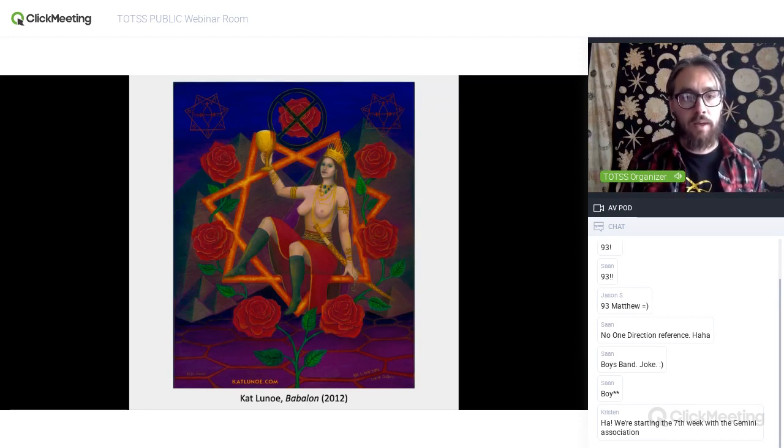And then you can see Babylon seated amidst the 7-pointed star or heptagram of Babylon. She's bearing the Grail, and also some other appropriate symbolism there.